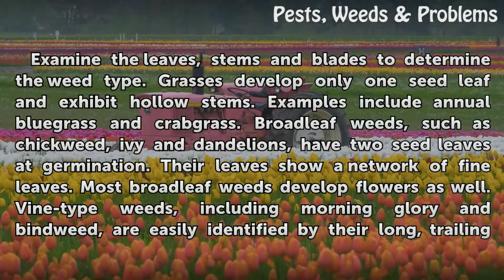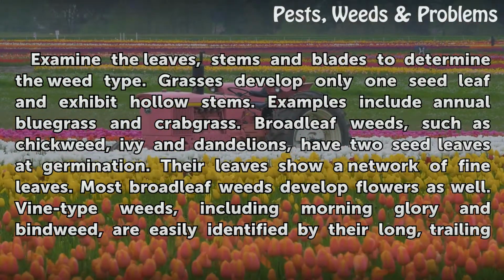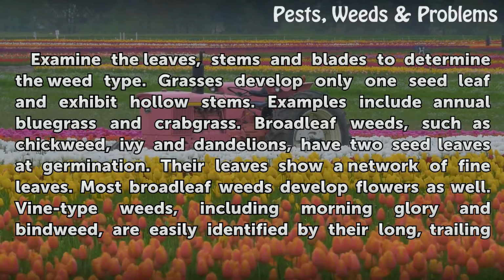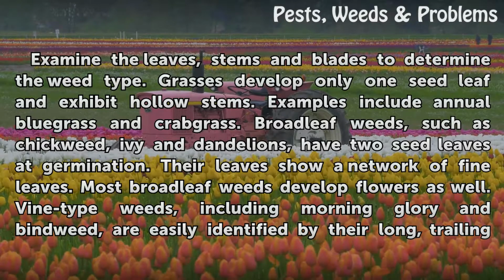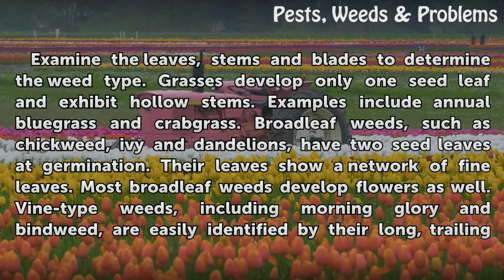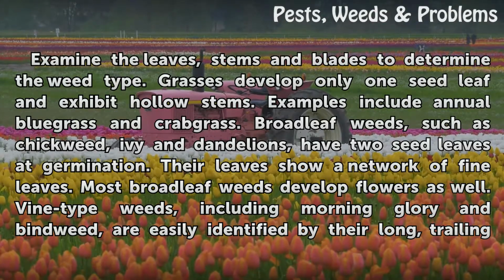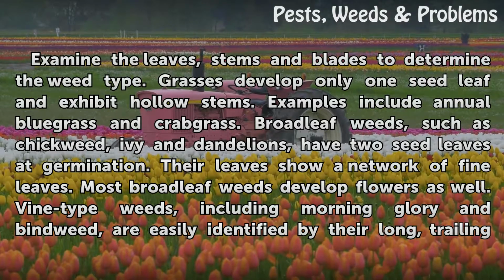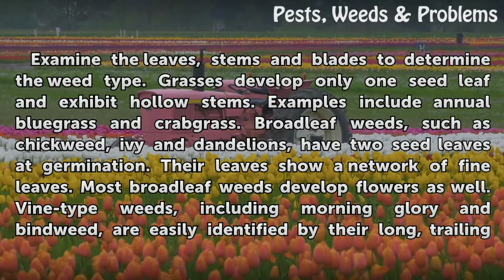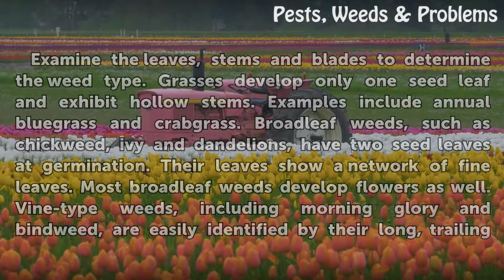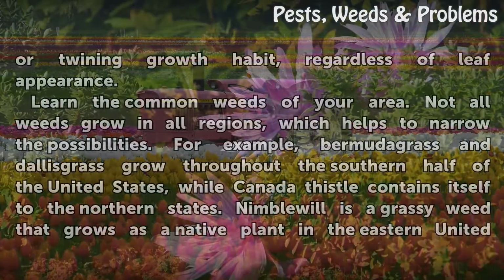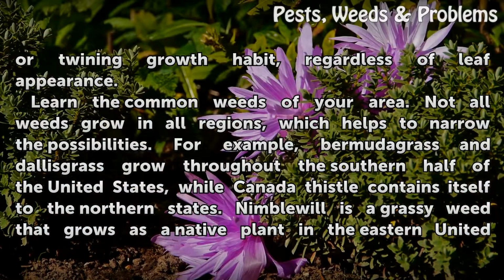Grasses develop only one seed leaf and exhibit hollow stems. Examples include annual bluegrass and crabgrass. Broadleaf weeds, such as chickweed, ivy and dandelions, have two seed leaves at germination. Their leaves show a network of fine veins. Most broadleaf weeds develop flowers as well. Vine-type weeds, including morning glory and bindweed, are easily identified by their long, trailing or twining growth habit, regardless of leaf appearance. Learn the common weeds of your area.